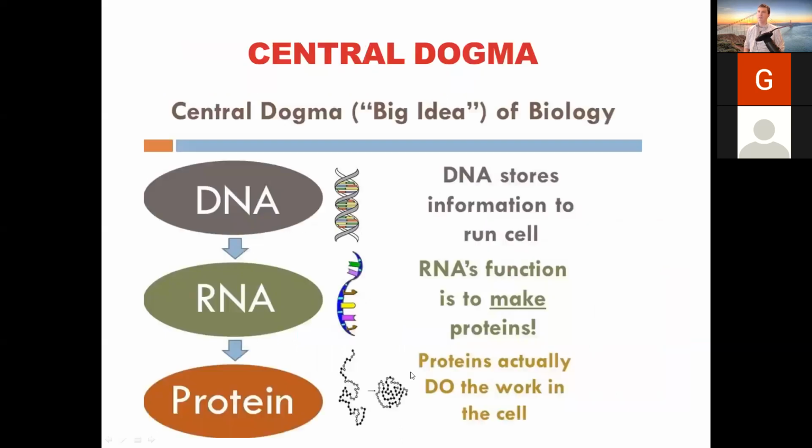And this is what we call the central dogma, or the big idea of biology, which is DNA is transcribed to RNA, RNA is translated into protein. So DNA stores the information to run the cell, RNA functions to make proteins, and then the proteins actually do the work in the cell.